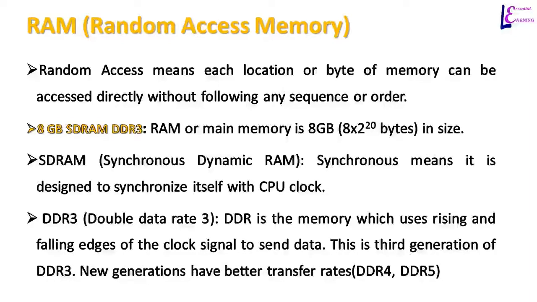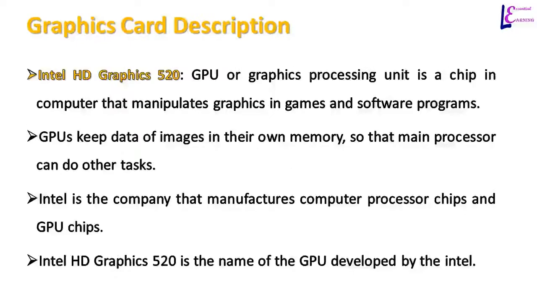DDR RAM has generations. The latest generations, DDR4 and DDR5, are faster and more reliable than older generations. Each new generation of RAM provides better transfer rates.